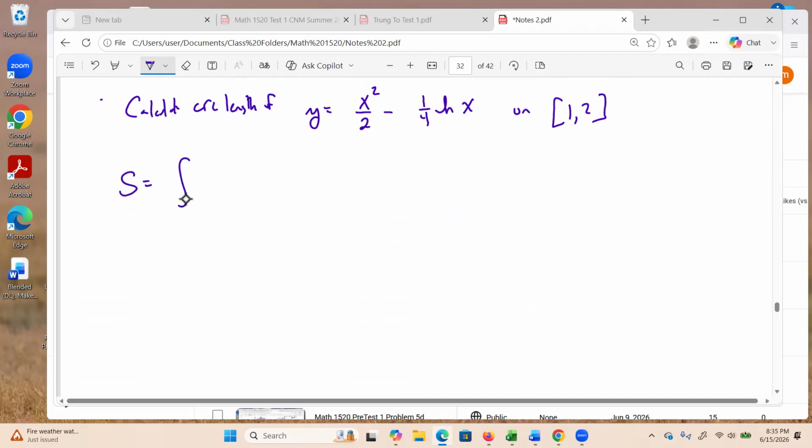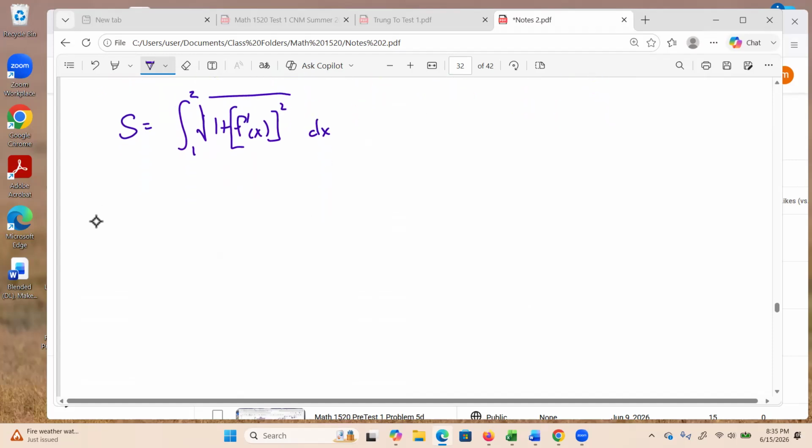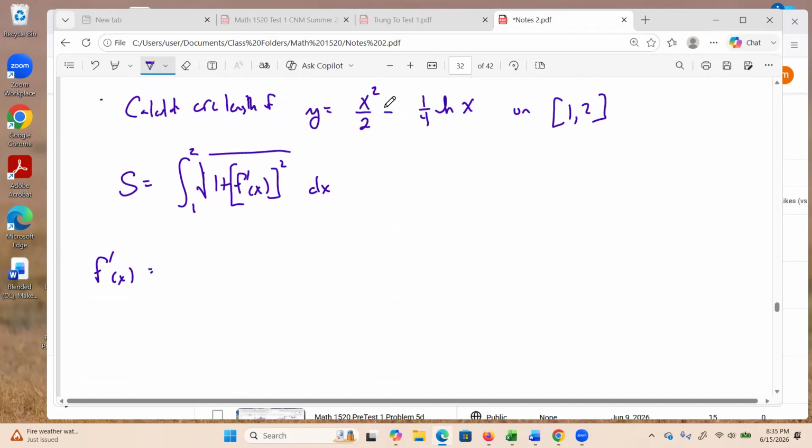So S is equal to the integral from A to B, 1 to 2, of the square root of 1 plus f prime x squared dx. All right, now we'll just take this apart. So the first thing I've got to do, what is f prime of x? Well, we're adding two functions here. So the derivative of x squared over 2 is just going to be x. No big things for that one.